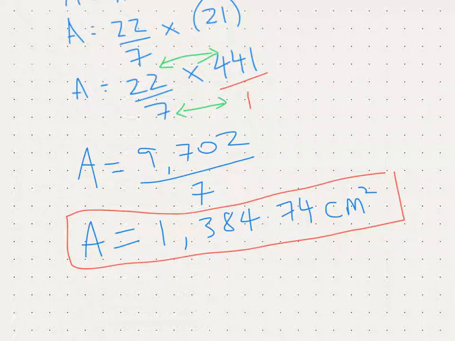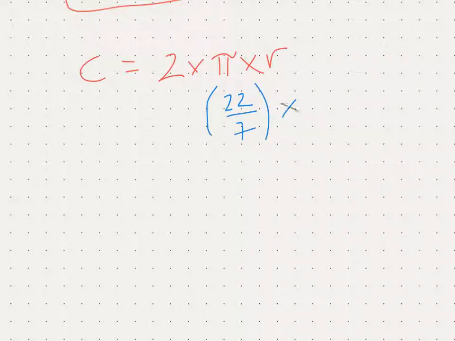I'd like you at home to try calculating the circumference of the circle using what I have just done. So for your circumference, your formula is 2 times pi times the radius. Now, don't forget, for pi, you want to use 22 over 7. The radius doesn't change, it's 21. And this is also part of the formula. So we have substituted in all of the numbers.